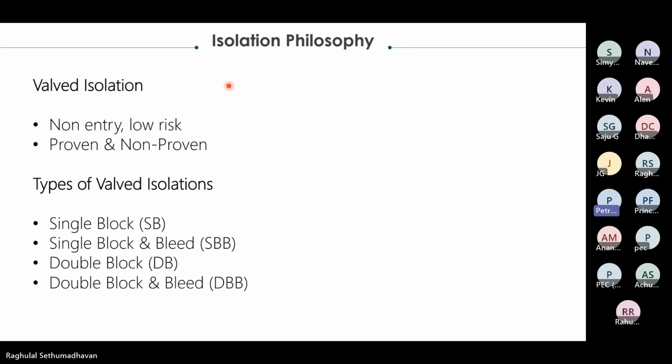First, we'll see valved isolation. Valved isolations are used when there is a non-entry or low risk operation. These are of two types, proven and non-proven. Some types of valved isolations are mentioned here: single block and bleed, double block and bleed. You all come across this, right? In P&IDs. So we will see each and every one in detail.